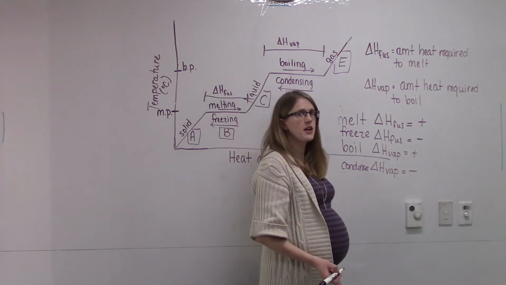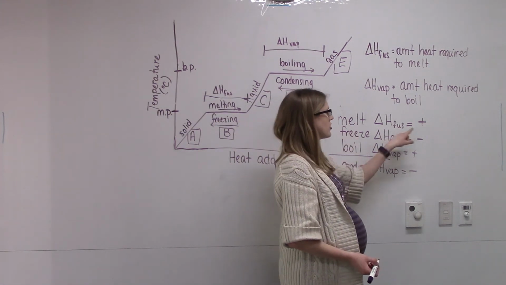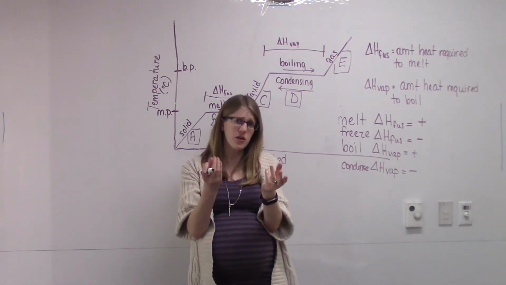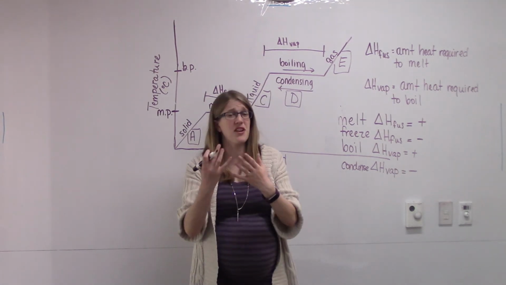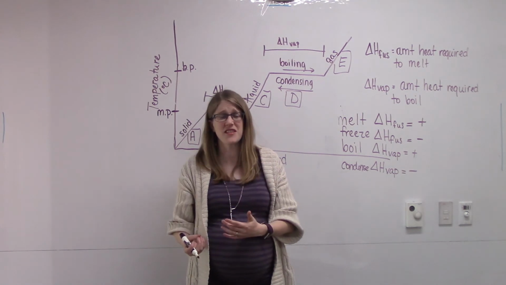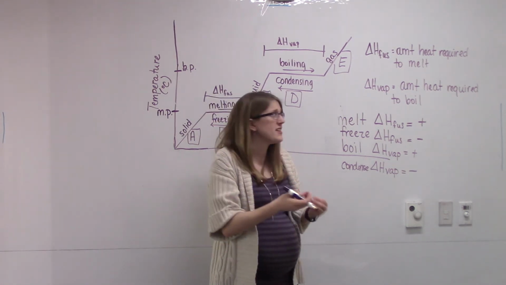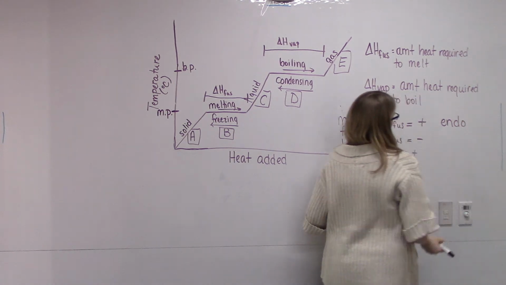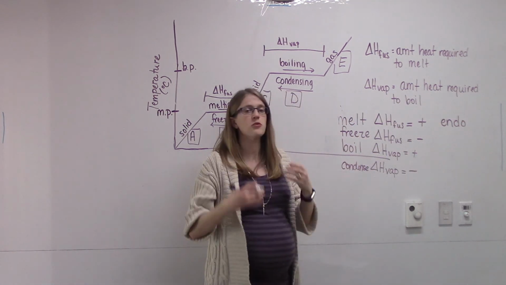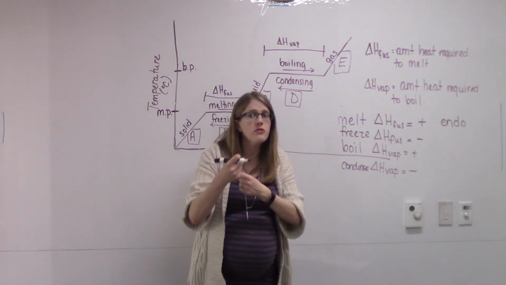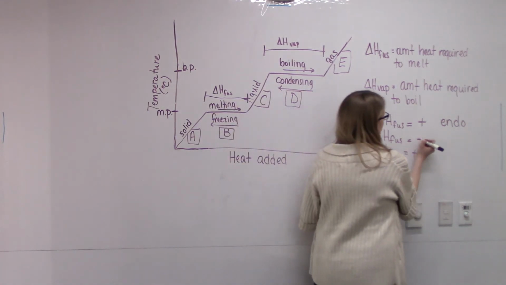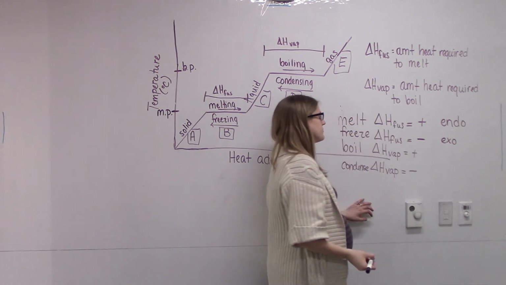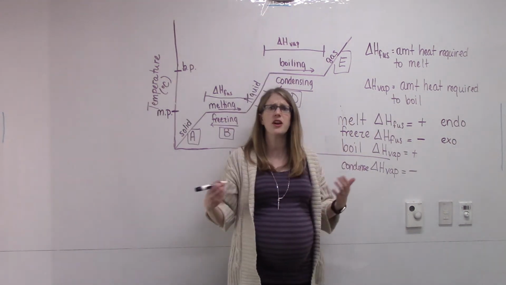So let's think about this in other terms. Melting, you have to add heat. Think about it. In order to get ice to turn into a liquid, we'd have to put it on a stove, let it sit in the sun. We are adding heat to the system. That is endothermic. In order to get something to freeze, we have to put it in the freezer. We have to remove heat from it. So that means heat is being released. It's an exothermic process.